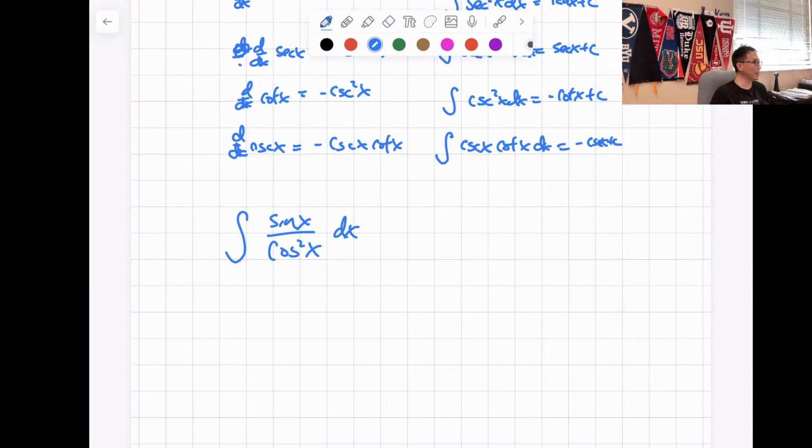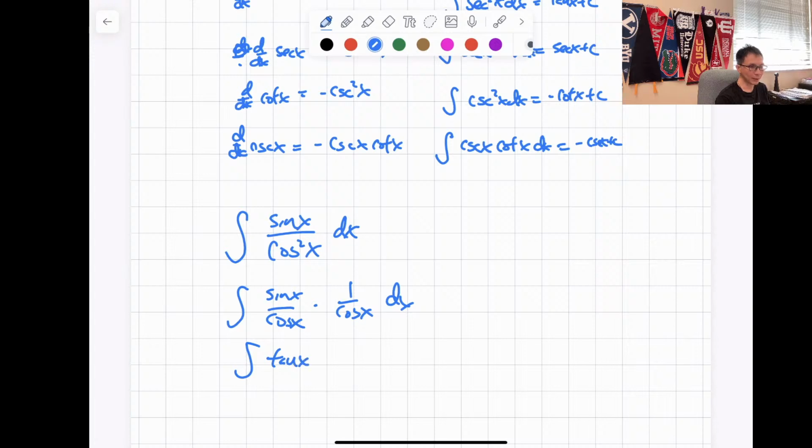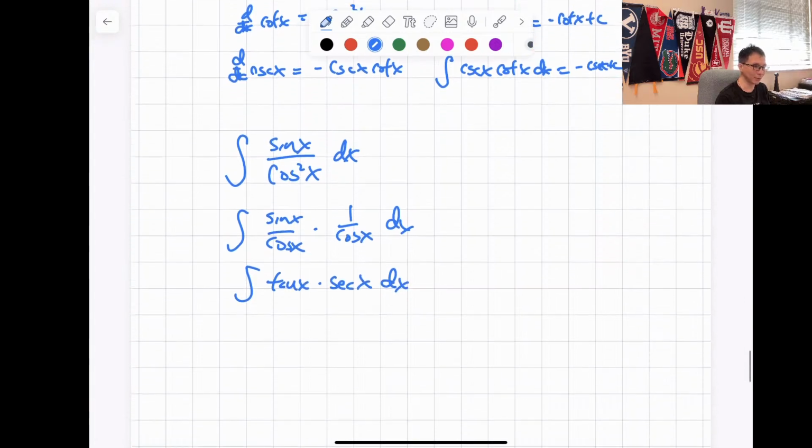So be careful how this question's written, right? How many of you got it right? How many of you got it wrong? Nobody? Well, the integration of sine of x over cosine of x times 1 over cosine of x. So that's equal to tan of x. That's equal to secant of x dx, which is secant of x plus c. Is that okay?